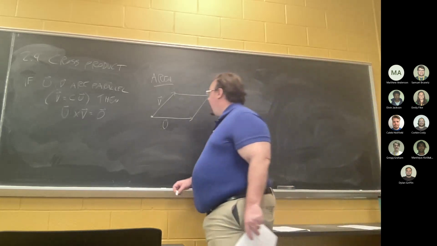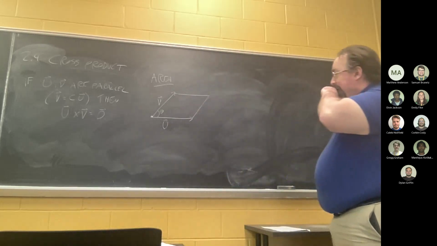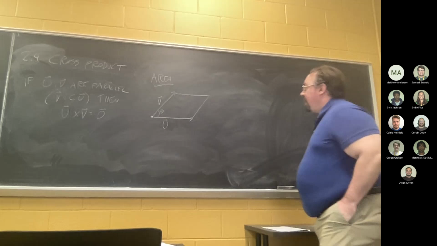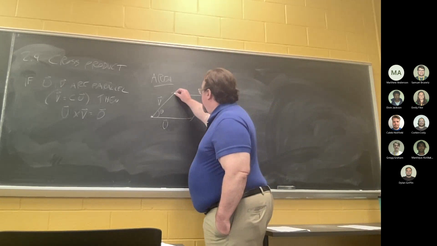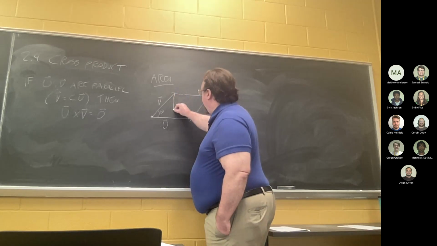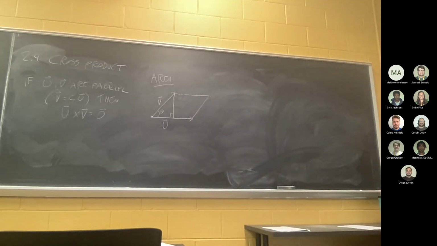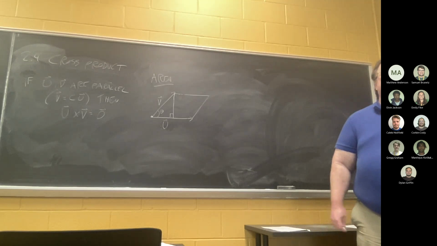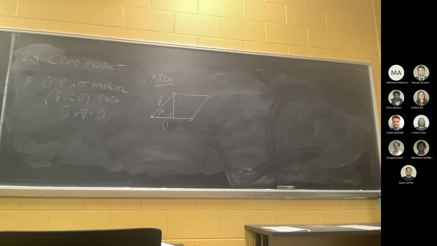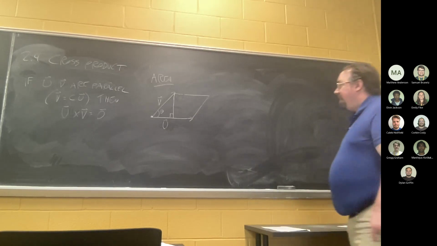Suppose the angle between them, this angle, is theta. Now, if I draw a perpendicular down here, so I have this right triangle. What is the simplest formula for the area of a parallelogram? Yes, base times height, because you can think of a parallelogram as a union of two triangles. So you have 1/2 base times height for each, so together it's just base times height.